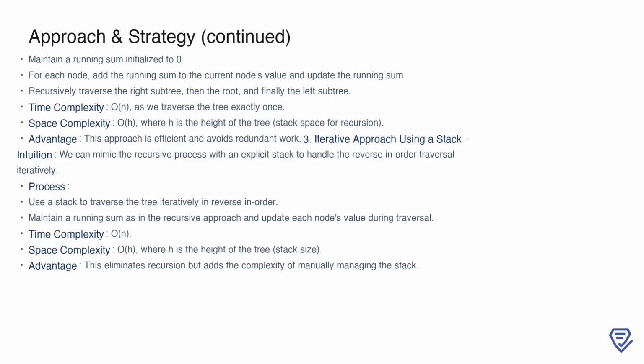Additionally, an iterative alternative to this approach uses an explicit stack to perform the reverse in-order traversal. While it mirrors the recursive method's logic and maintains the same time and space complexities, it requires manual stack management, which can add to implementation complexity. Both the recursive and iterative versions are efficient, but the recursive variant is often favored for its simplicity and clarity.